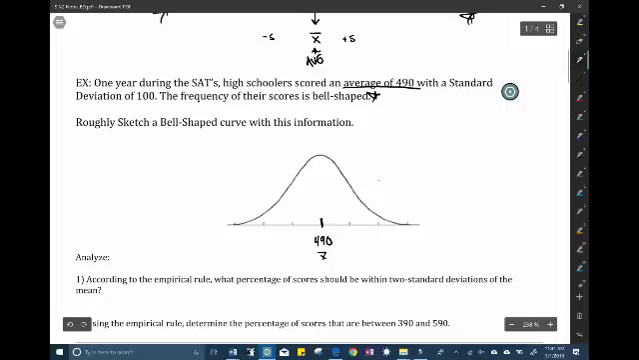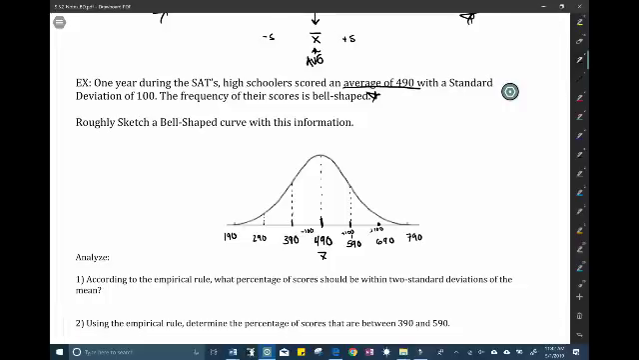Okay. Standard deviation of 100. What that means is every tick is going to be either 100 plus or 100 minus. So within 1 standard deviation takes us to then 590 or 390. So you can use your standard deviation then to find the next piece. If you add 100 again, that means that there were some people in the 690s and there were some people in the 290s. Okay, and then 190 and then 790. Alrighty. So that's your bell-shaped curve.